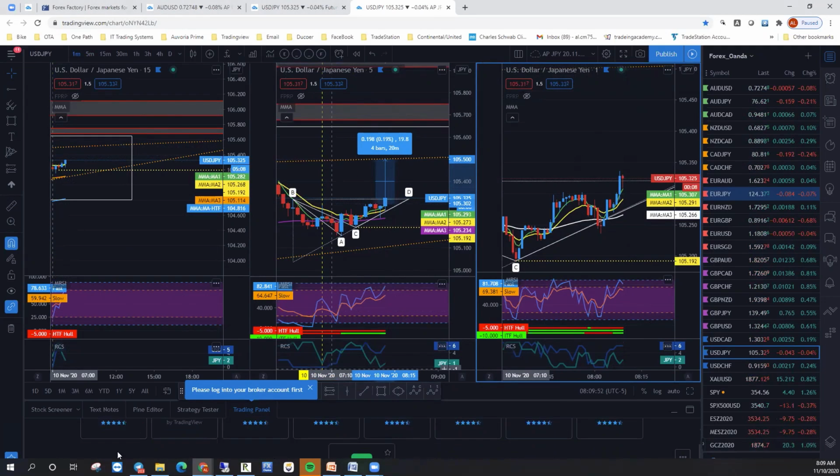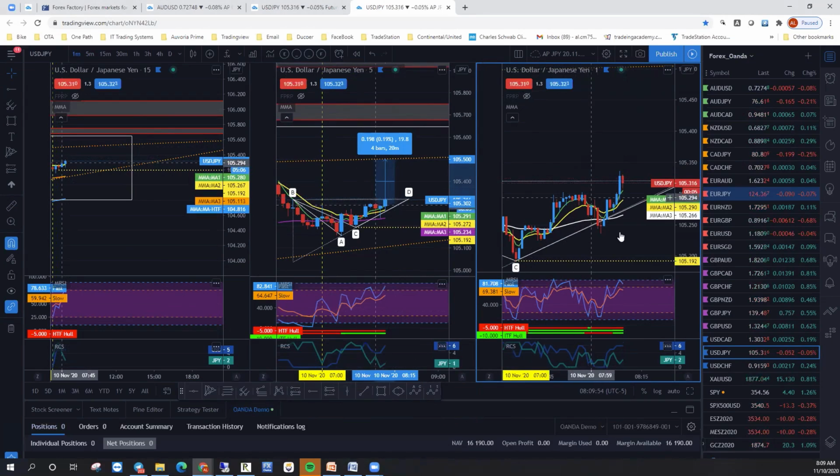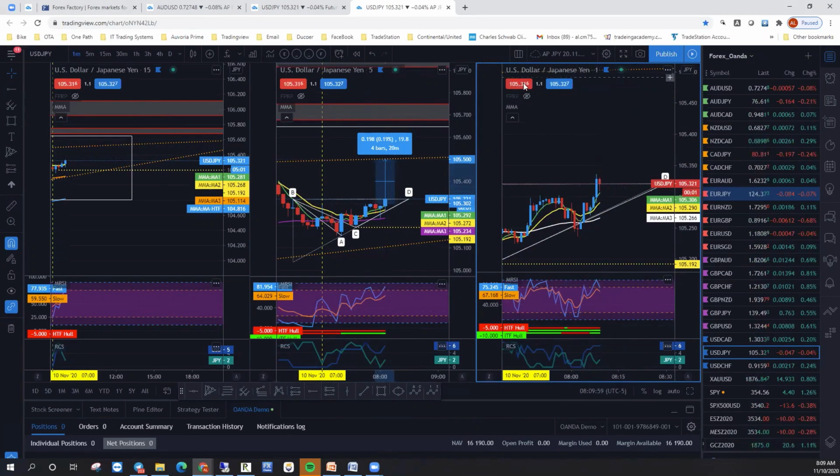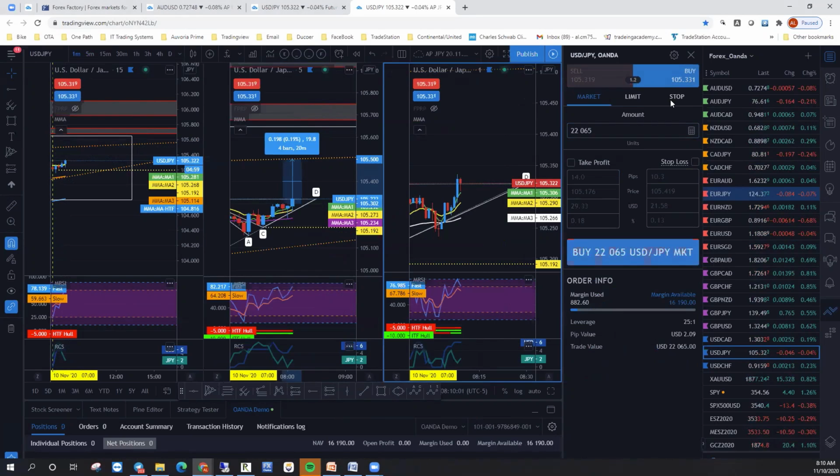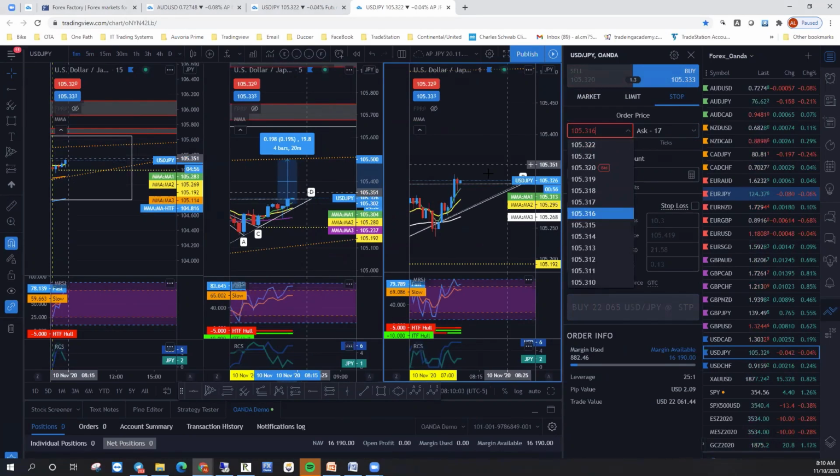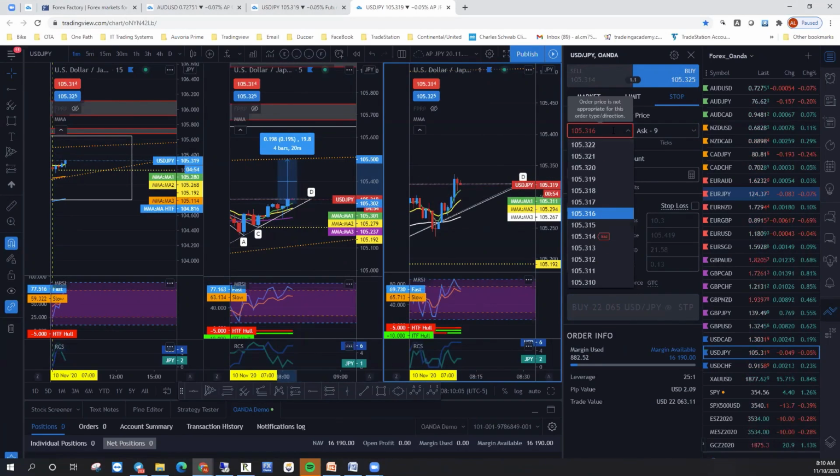Get my broker set up. I'm looking for a buy stop at about 105.33.